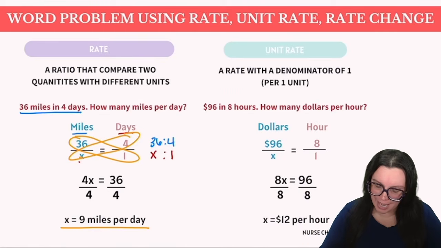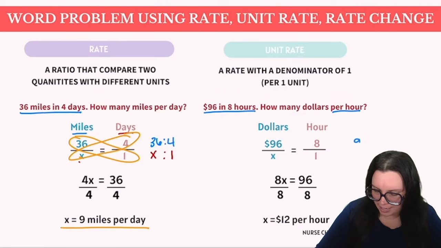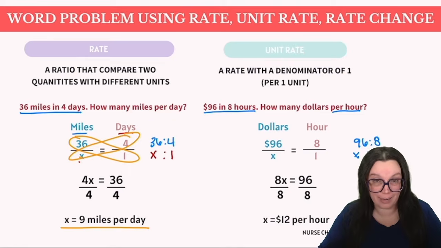Next up, we have unit rate, and when we're usually talking about unit rate, we're talking about money. So in this case, we have $96 in 8 hours. How many dollars per hour? So we know we get $96 in 8 hours. Now we've got to figure out in each hour, how much money am I getting?